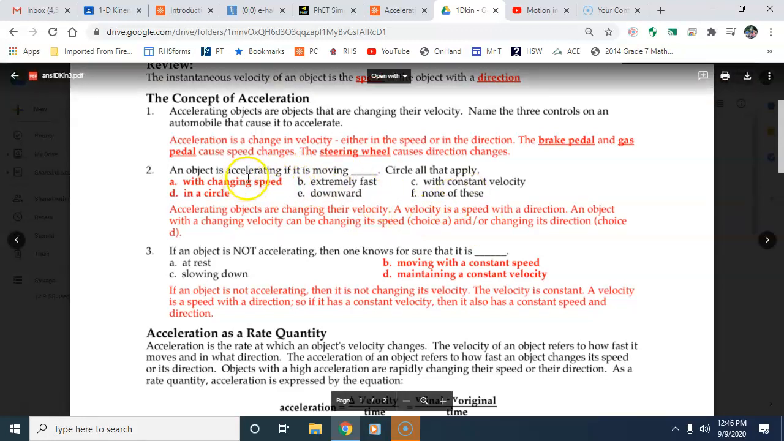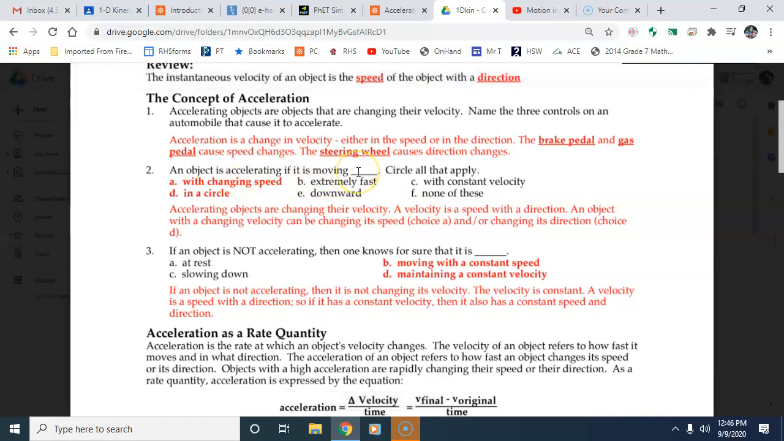An object is accelerating if it is moving blank. Circle all that applies, as long as we are keeping in mind those three ways to accelerate. Changing speed, absolutely, right? Changing speed could cover both of those first two types. You could speed up or slow down. That would be changing either one of them, so you're definitely accelerating. And choice D is a correct answer as well, because if you're moving in a circle, you're constantly changing what? Direction, and that was the third type.